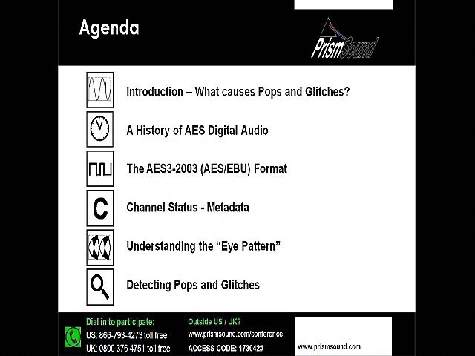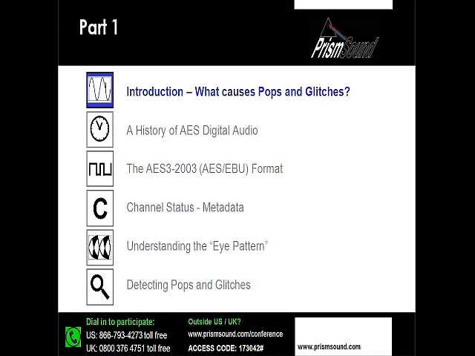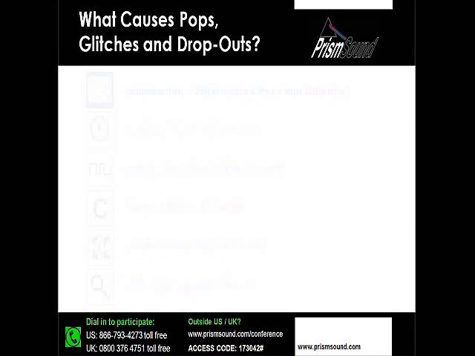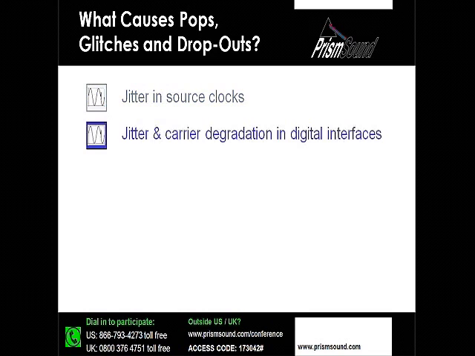So, introduction. What causes pops and glitches? Well, to begin with, jitter in source clocks. Jitter in source clocks can come from a number of things, but a likely culprit, obviously, is a defective piece of equipment, poor design. These are the things that contribute to source clock jitters.